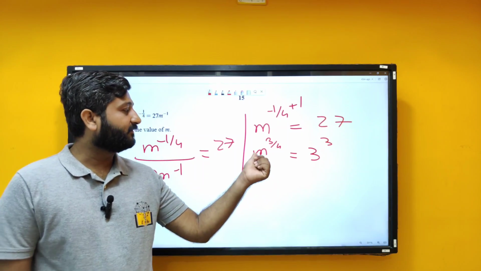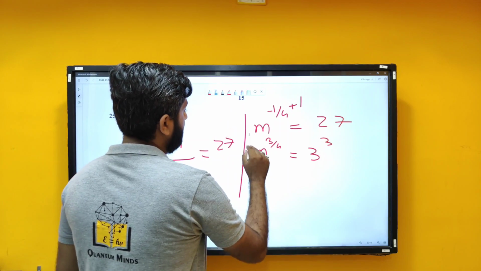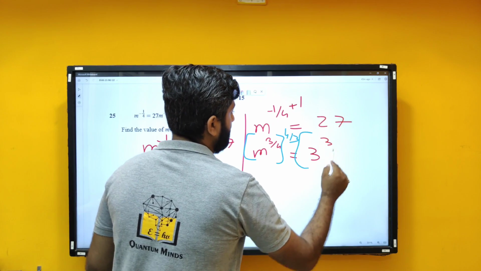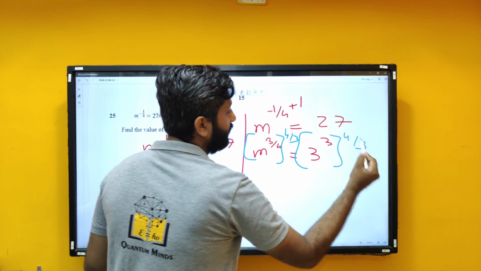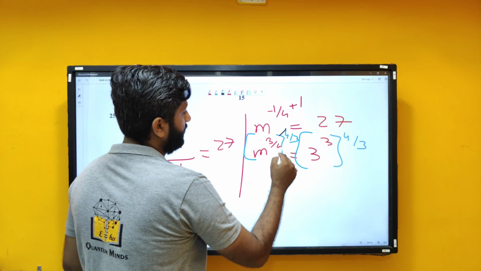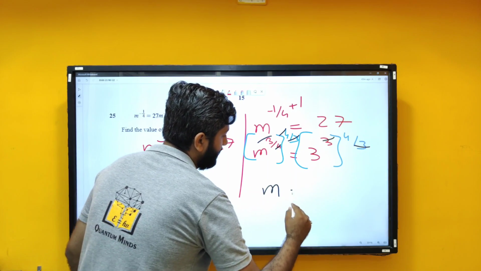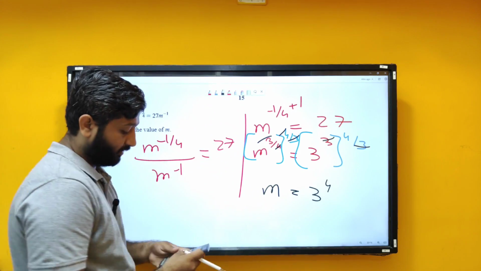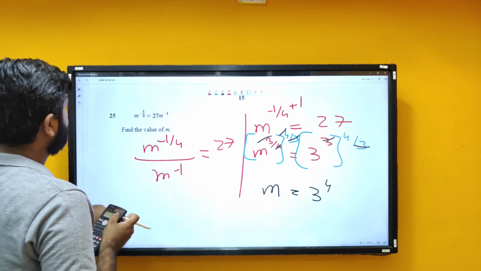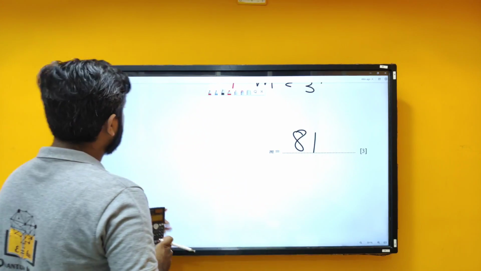Now as I am supposed to find the value of m, I'll have to remove these powers. How to remove this power? Let me multiply the powers on both the sides with 4 by 3. In this way, 4, 4, 3, 3 will get cancelled. Same way, this is also going to get cancelled. So we'll be left with m is 3 power 4. And I think 3 power 4 is 81. So the value of m is 81.